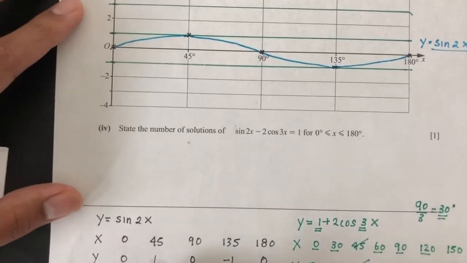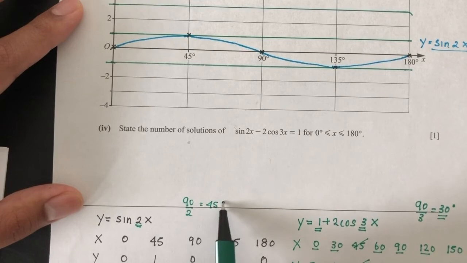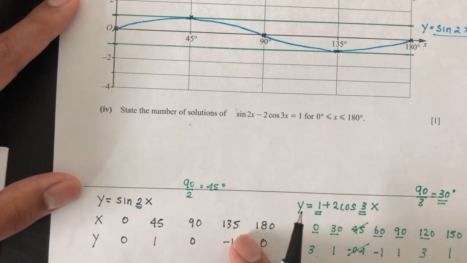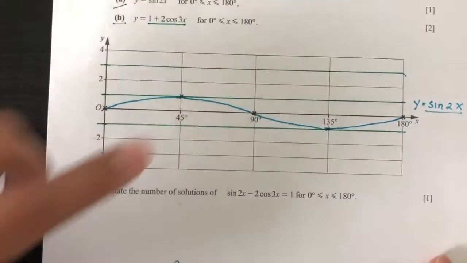So for example here, as you can see, sine 2x, it is 2 here. 90 divided by 2 is what? It's 45. So every interval here is 45, right? That's why we took 45, 90, all these numbers. But for here, since it was 3, the interval is 30, so every interval has to be 30 to give you exact values for you to plot your curve.